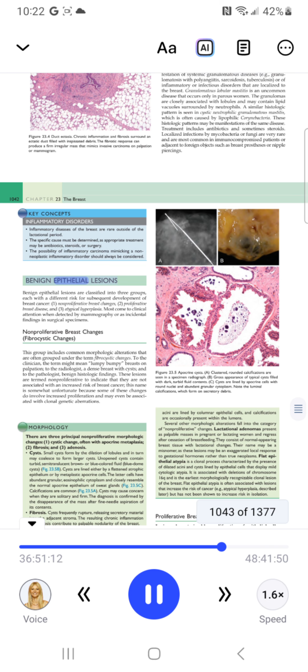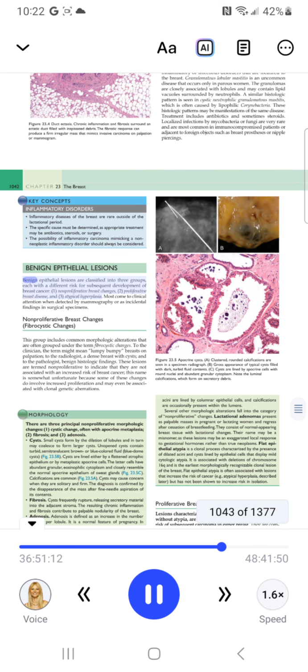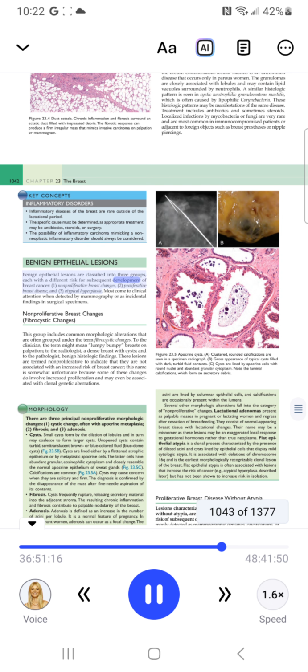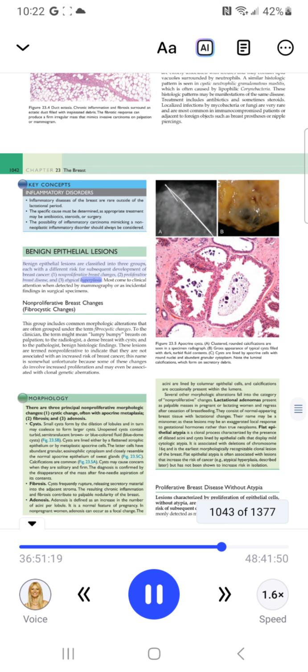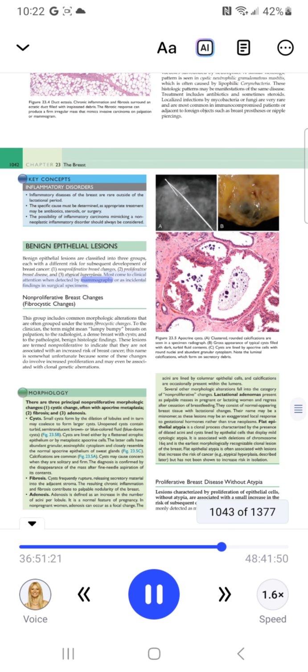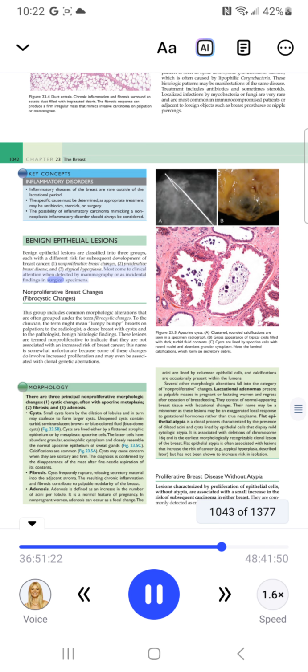B. Benign epithelial lesions. Benign epithelial lesions are classified into three groups, each with a different risk for subsequent development of breast cancer. 1. Non-proliferative breast changes. 2. Proliferative breast disease. And 3. Atypical hyperplasia. Most come to clinical attention when detected by mammography or as incidental findings in surgical specimens.